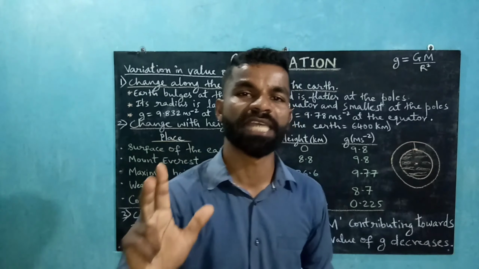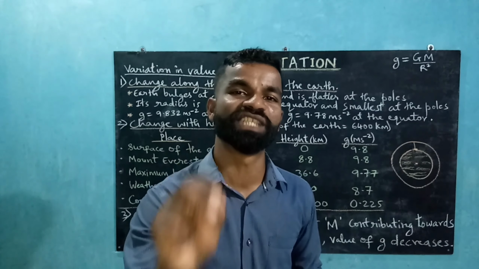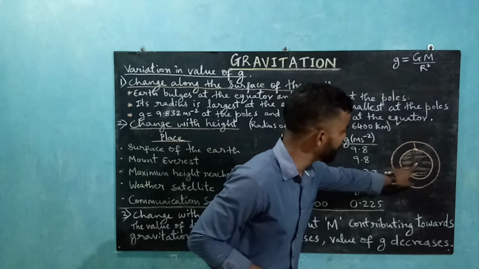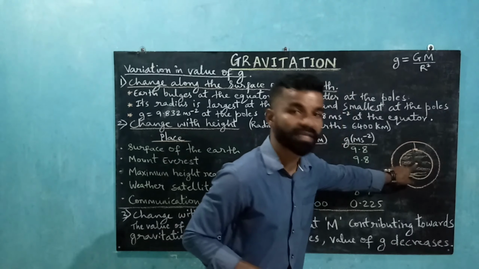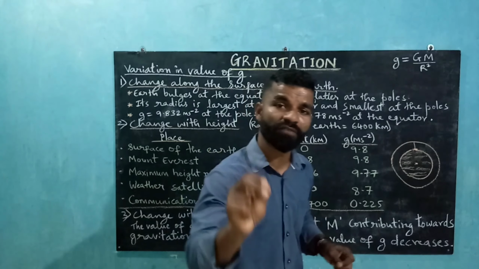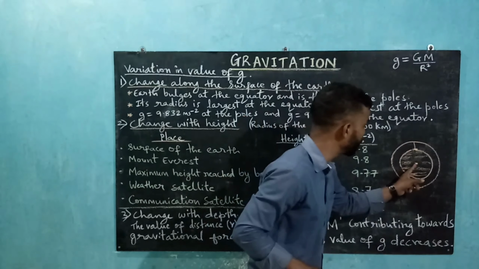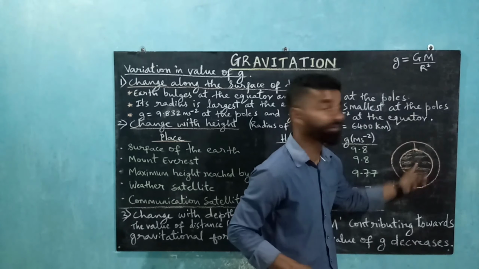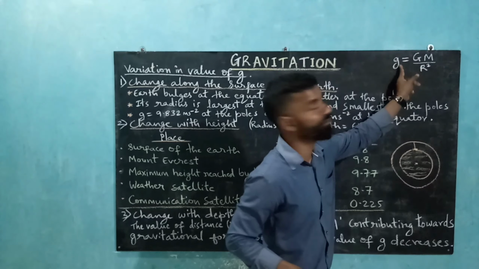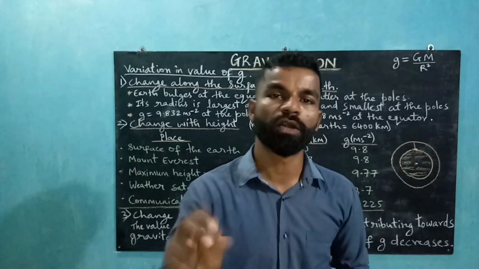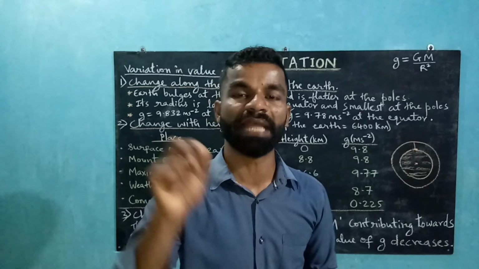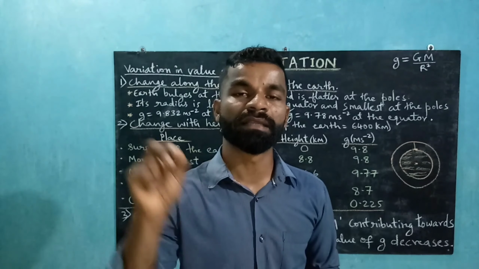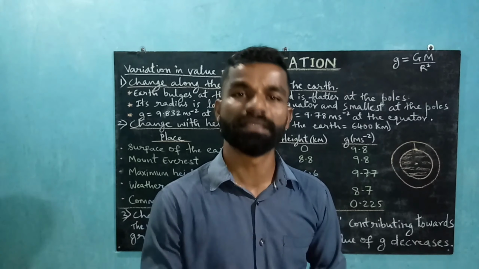It remains the same. Second question, what will be the value for g, acceleration due to gravity, at the center of the earth? At the center of the earth, the mass considered for calculating the gravitational force will be 0. So if the mass of the earth considered is 0 at the center, then the value for acceleration due to gravity will also be 0. So acceleration due to gravity at the center of the earth is 0, because the mass used for calculating the gravitational force at the center is 0.